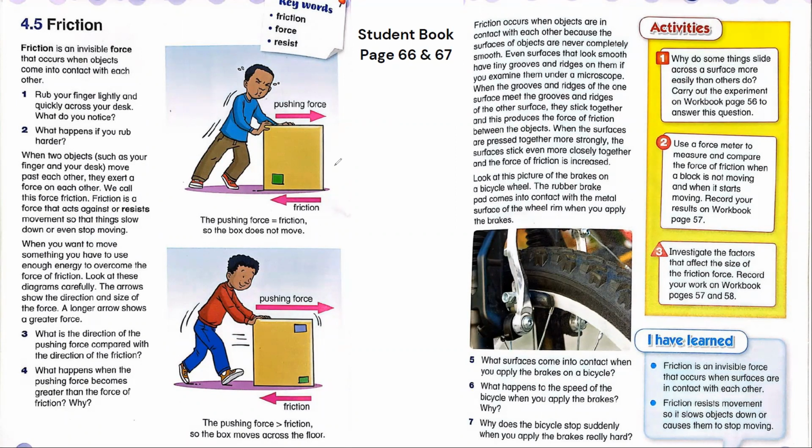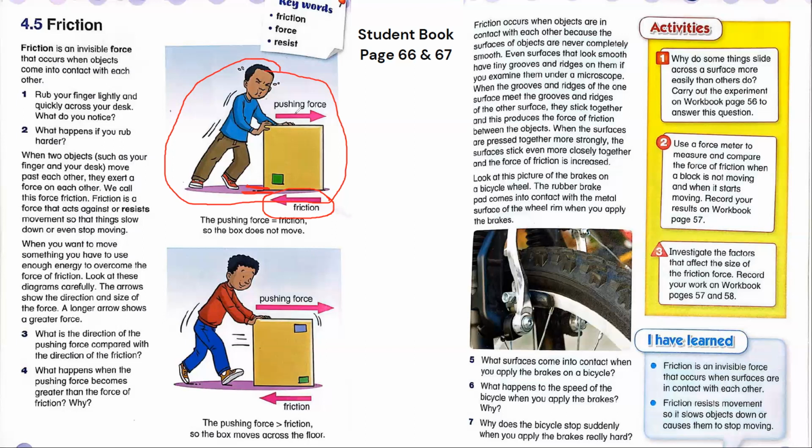Simple. When you push an object, that's the pushing force. When you pull an object, it's the pulling force. But friction comes only after that. When you push a box, for example, this guy here is pushing this box which seems to be heavy. That pushing force has caused friction to exist because of the two different surfaces touching in contact with each other. Understand? Maybe you don't understand yet.